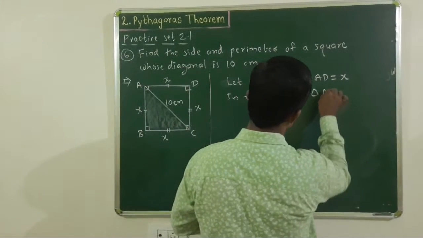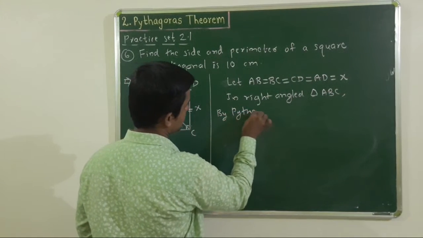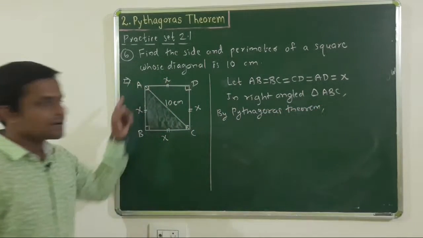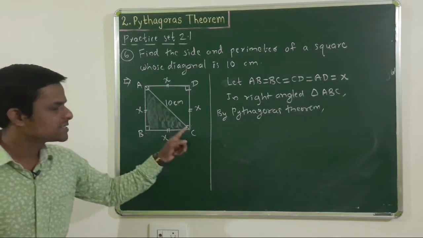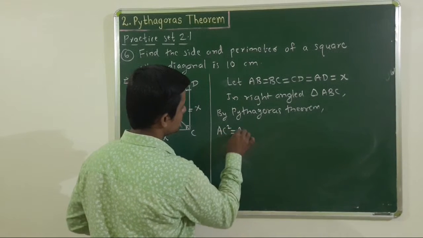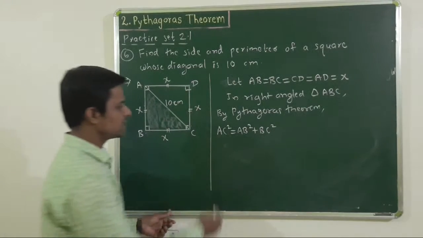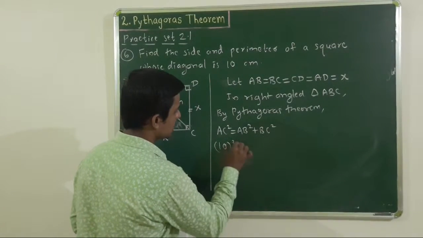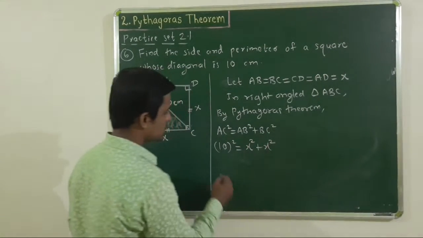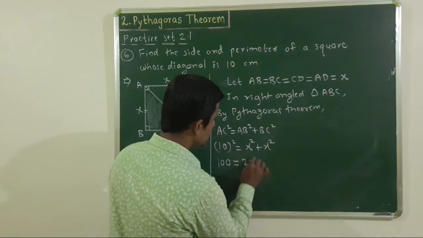Now in right angle triangle ABC, by Pythagoras theorem, I can write AC square is equal to AB square plus BC square. But AC is given as 10, therefore 10 square is equal to AB is x, BC is also x, that is x square plus x square. Therefore we will get 100 is equal to x square plus x square, that is 2x square.